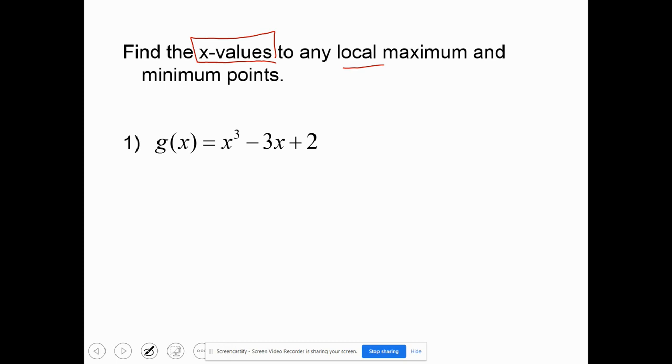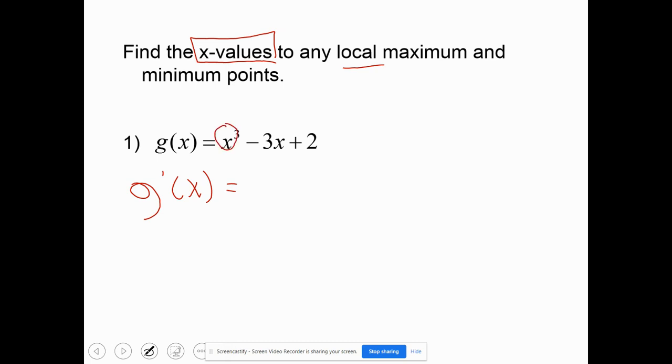My two steps, number one, I need to find the derivative and I need to set it equal to 0. So when you're finding the derivative, remember you have the definition of a derivative or you've got the power rule. And you have to ask yourself, is the function set up to use the power rule or do I have to use that longer definition? And in this case, we're all set for the power rule.